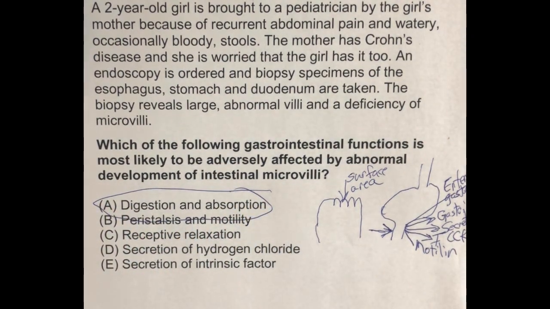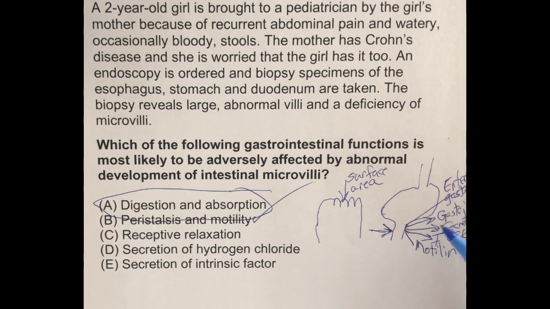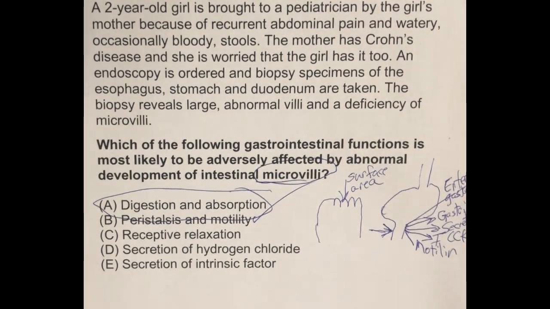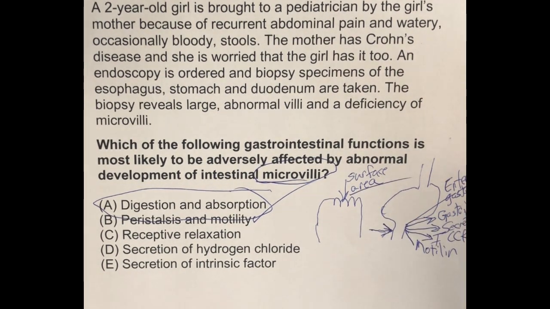But we can't stop there because sometimes there are 2 correct answers, and you know we're always expected to select the best one. So peristalsis and motility could be related to the hormones that are made there, but this is asking specifically about the abnormal development of the microvilli themselves, which we said is involved in absorption. So looks like digestion and absorption is still the best answer. We can rule out peristalsis and motility from that.